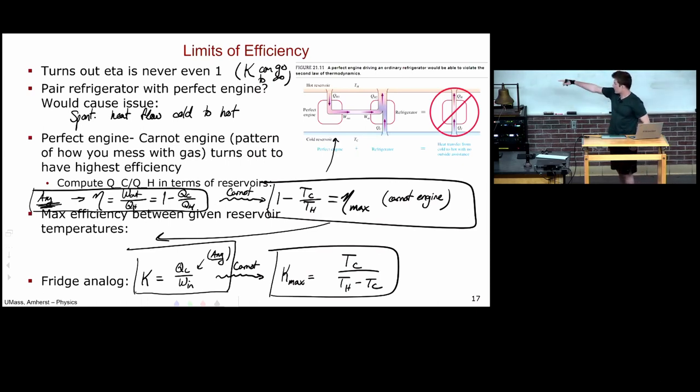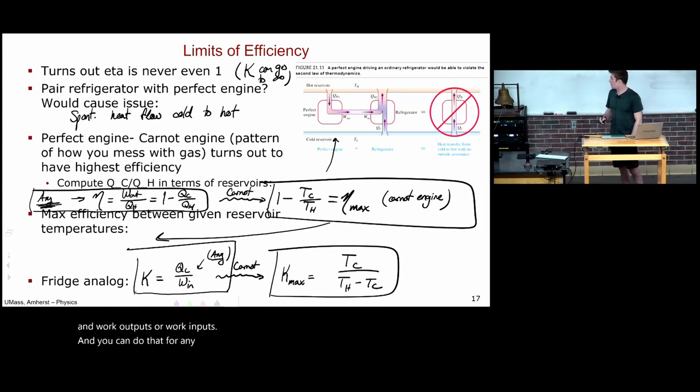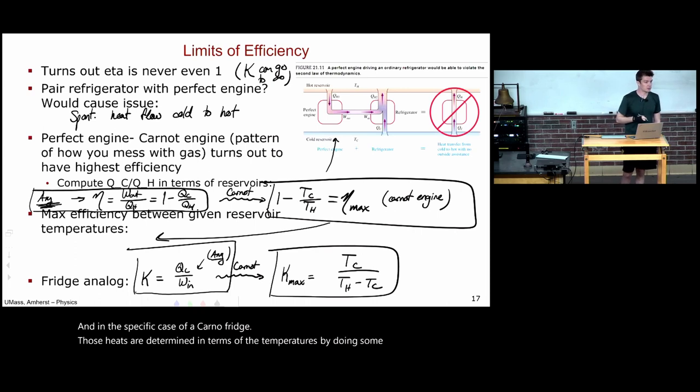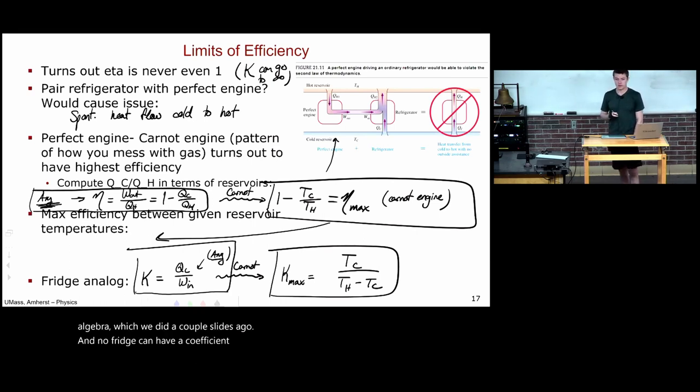Again, usually you talk about efficiency in terms of the actual heat outputs and work outputs or work inputs. And you can do that for any fridge at all. And in the specific case of a Carnot fridge, those heats are determined in terms of the temperatures by doing some gross algebra, which we did a couple slides ago. And no fridge can have a coefficient of performance higher than this number.